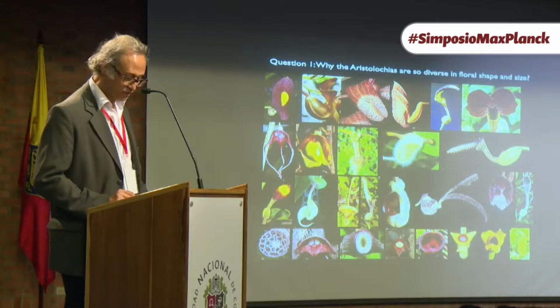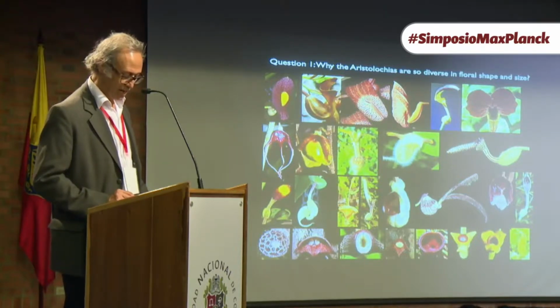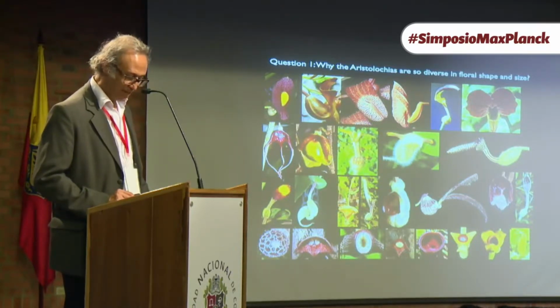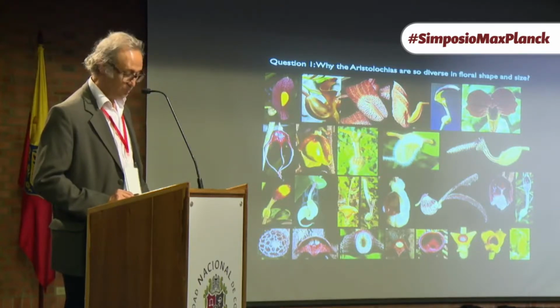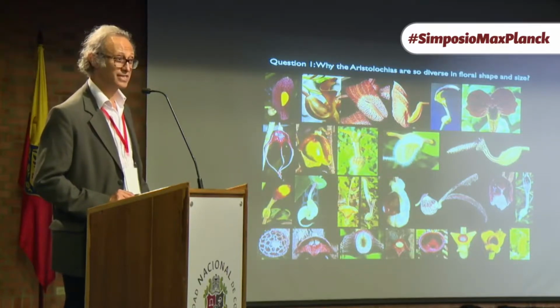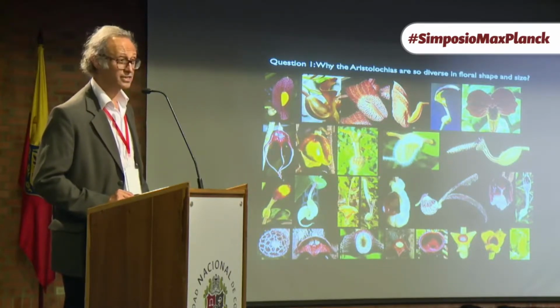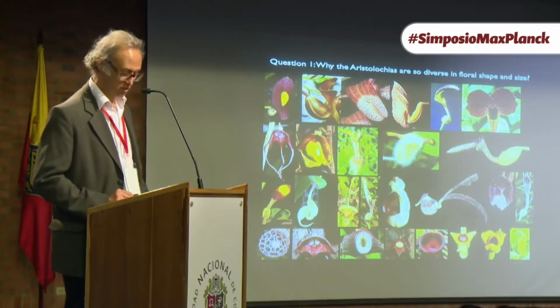For instance, one of the questions is why plants such as the early divergent genus Aristolochia, which you see here, have taken on such amazing floral morphology variation, perhaps more so than any other group of flowering plants. Aristolochia comprises about 600 species with an amazing floral variation, not only in terms of floral shape, size, color, but also in terms of epidermal elaborations that are unique in the plant kingdom.